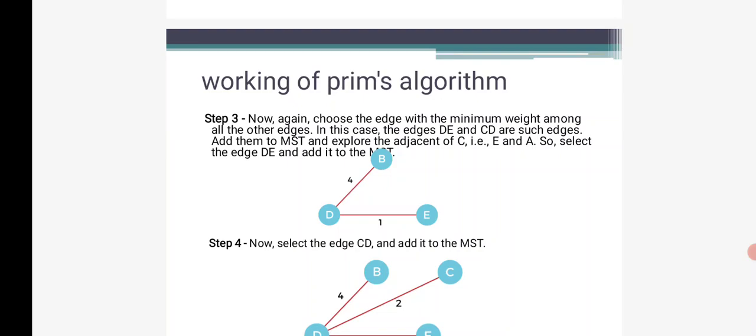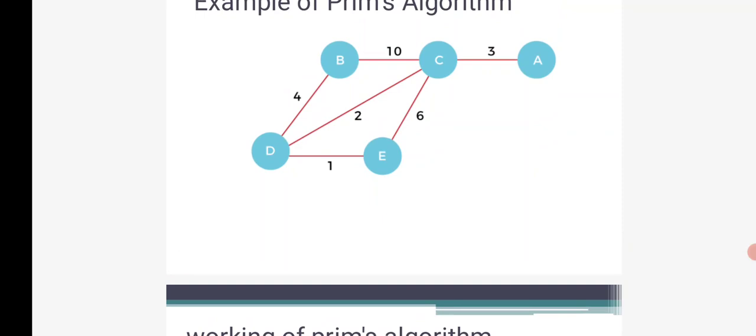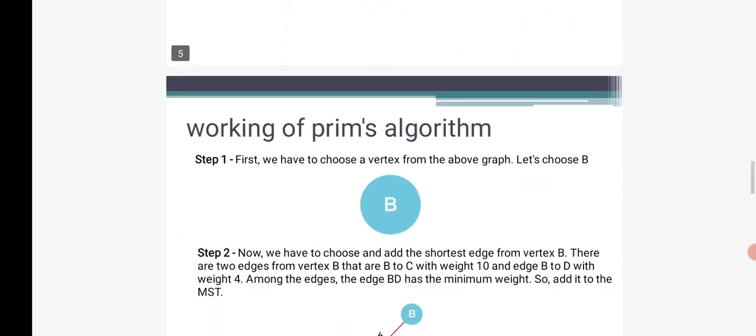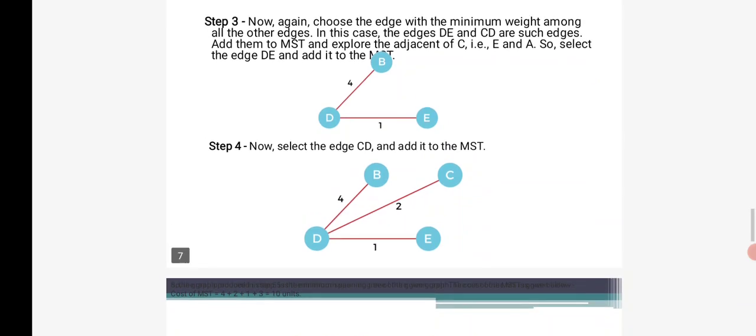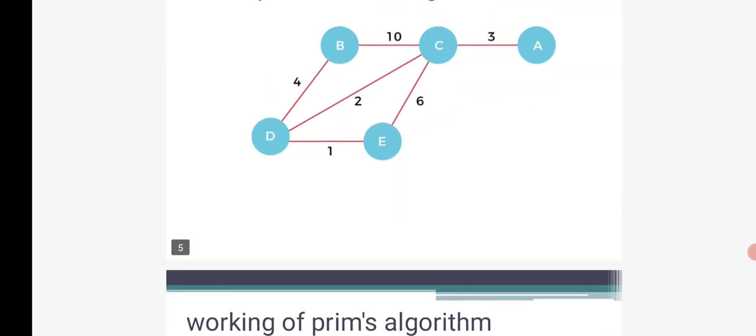Next we are going to take D again. D has another minimum distance, to C, so we are selecting D to C. Now we have B-D, D-E and D-C. We have not yet completed all the vertices. We have one more vertex still yet to be connected, that is A.